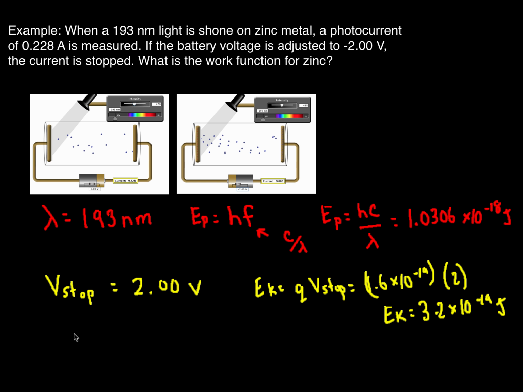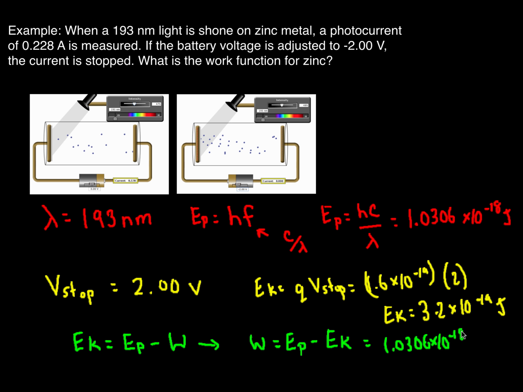We can use all this to calculate the work function. Einstein's equation says the kinetic energy of the escaping electrons is equal to the energy of the photons minus the work function. This means the work function is equal to the energy of the photons minus the kinetic energy of the escaping electrons. This is 1.0306 times 10 to the -18 minus 3.2 times 10 to the -19. This gives us a work function equal to 7.1 times 10 to the -19 joules.